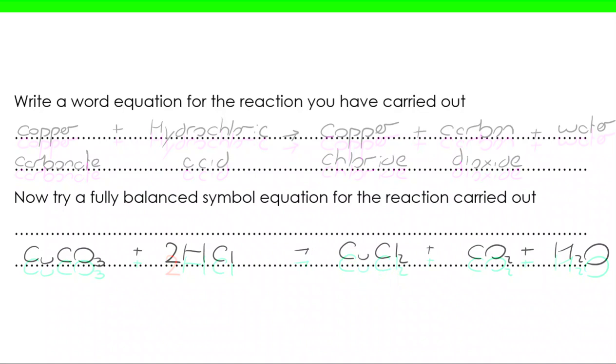In case you've missed it, we need state symbols as well. Solid, aqueous, gaseous carbon dioxide. Remember, water will never be aqueous. It's a liquid. Aqueous means dissolved in water. You can't dissolve water in water.